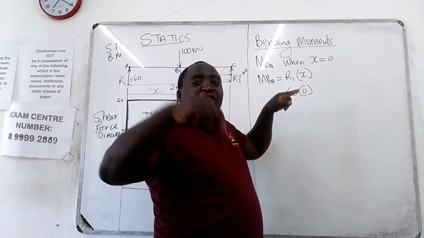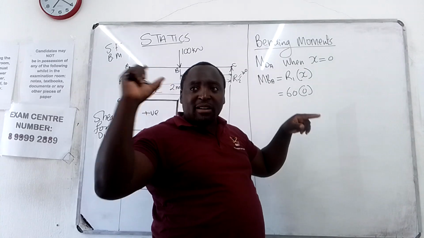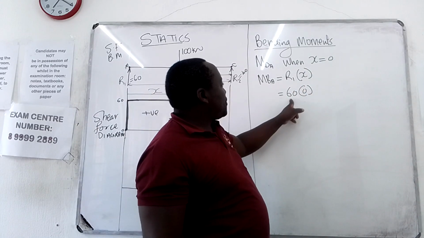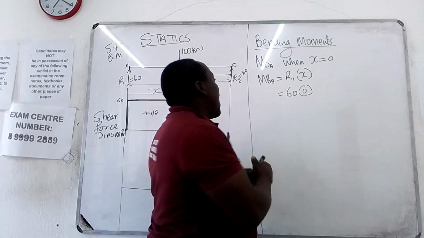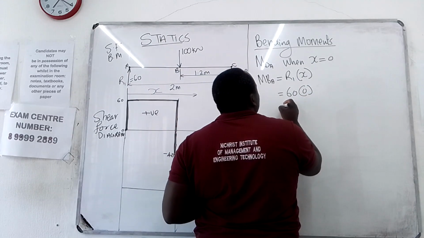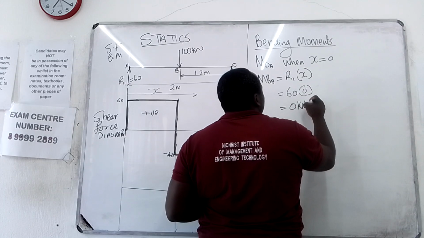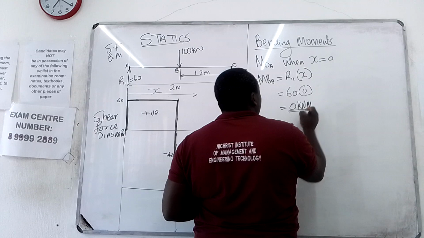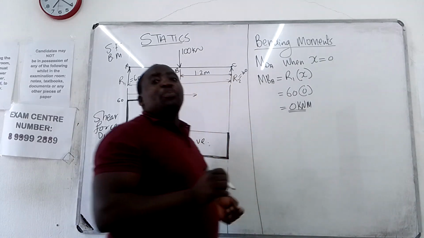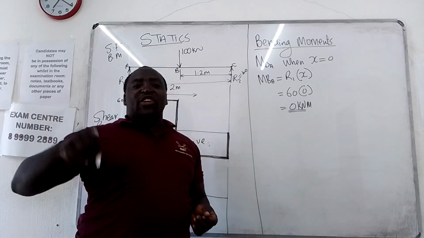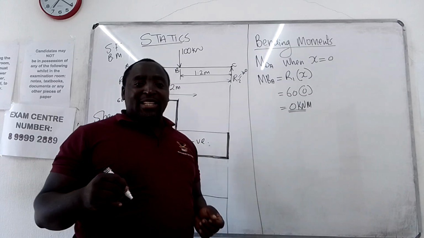But what is the value of X at A? It is 0. So you say R is 60, X is 0. And your answer is what? 0 kilonewton meter. Don't forget to put the units. If you don't add the units, your answer is wrong.